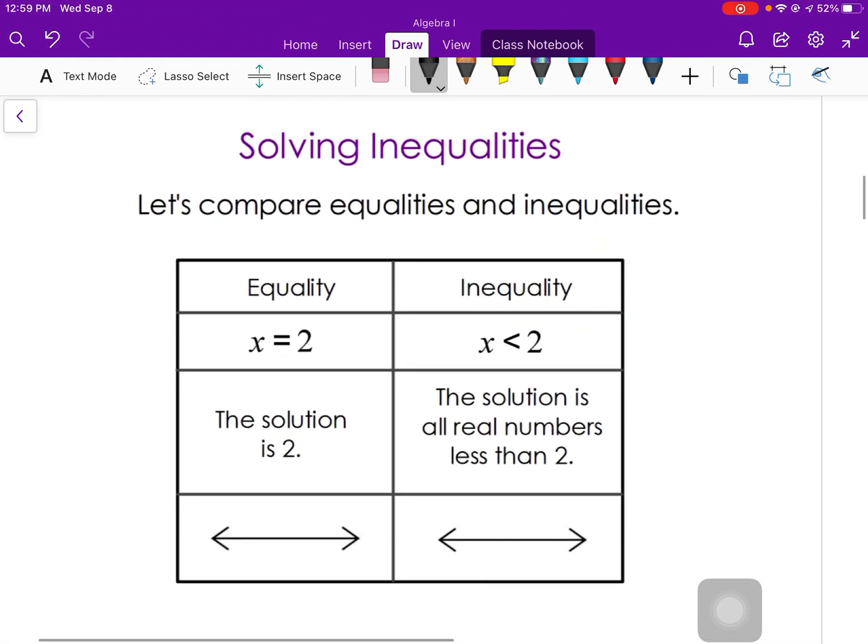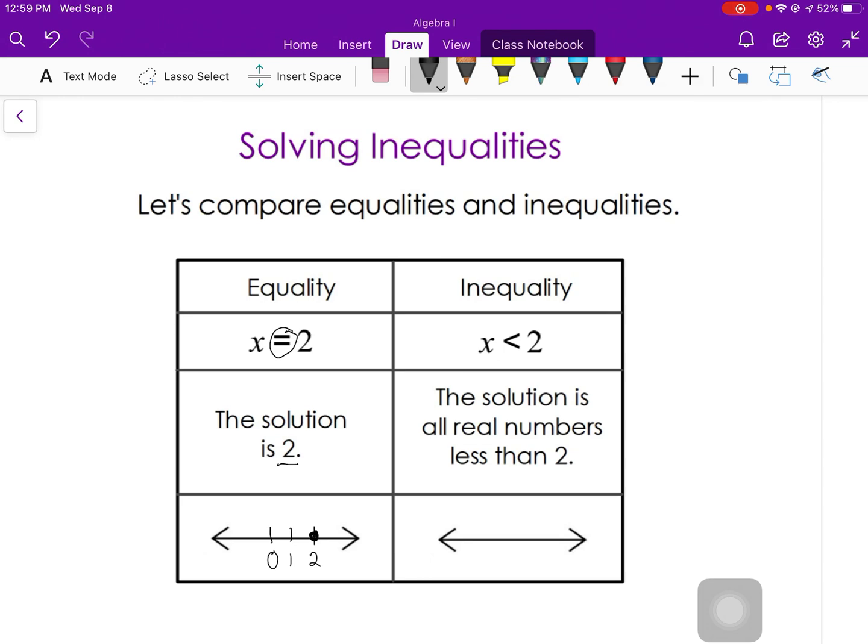Okay, so some things that compare and contrast inequalities versus equalities. Equality is the equation. So if I've got equals here, there's one solution, and that number is 2. So on the number line, it would look like a dot just on the number 2, because that's the only solution to that particular equation.